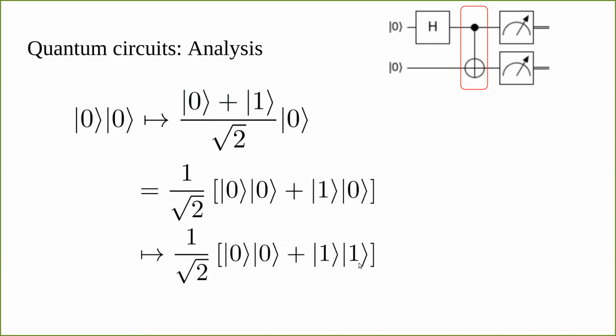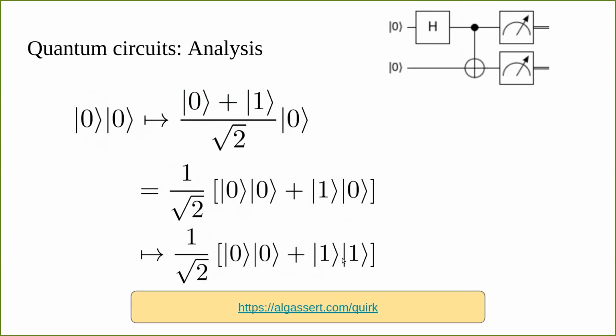That's an example of analyzing a quantum circuit. Start in the |0,0⟩ state. That's the canonical starting state. Apply some gates. And in this case, we end up with the state 1 over root 2, (|0,0⟩ plus |1,1⟩). Now, I chose this state to mention briefly one other interesting quantum mechanical phenomenon, which is entanglement.